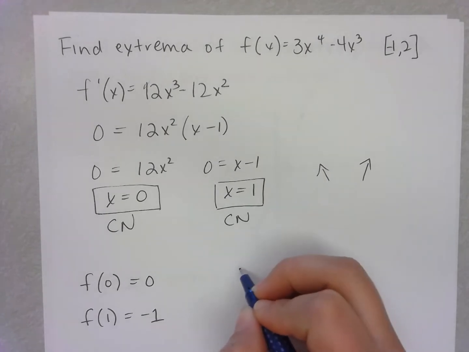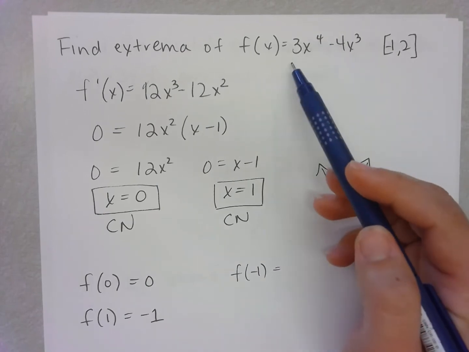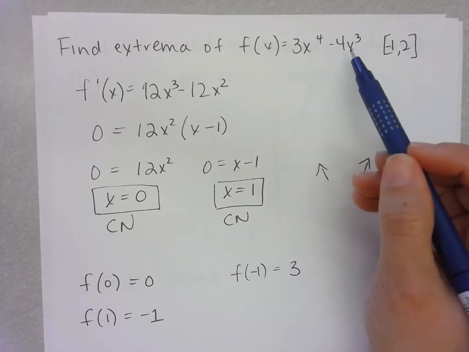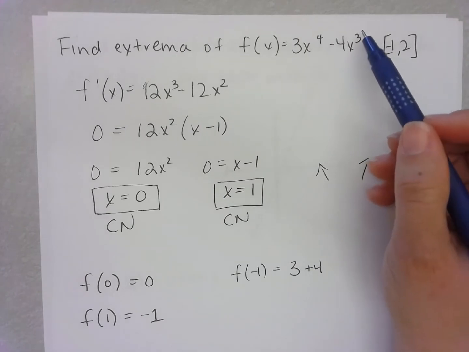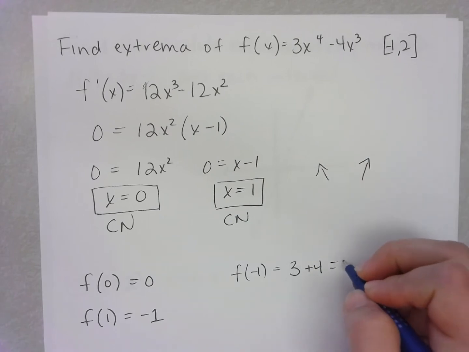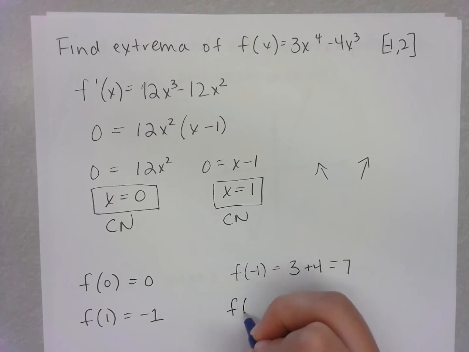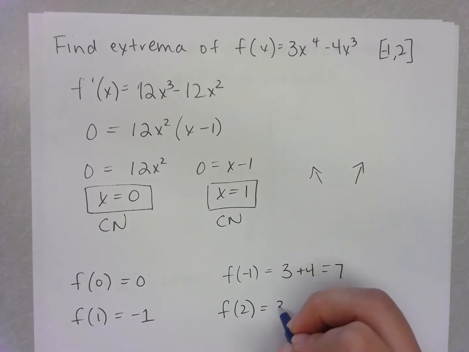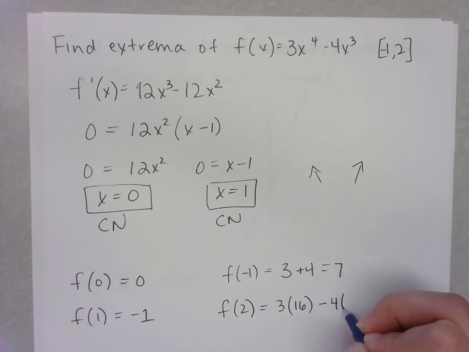All right, so then I'm going to evaluate f of -1. I plug in -1 here. When I raise it to the 4th, it becomes +1, so I get 3. And then this will become +4 because I raise -1 to the 3rd power, which remains -1, and then multiply it by -4. So I end up with 3 plus 4, which is 7. Okay, so now I'm also going to do f of 2 because that's my other endpoint. f of 2 is 3 times 16, because 2 to the 4th is 16, minus 4 times 8.